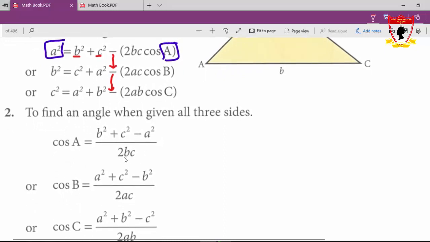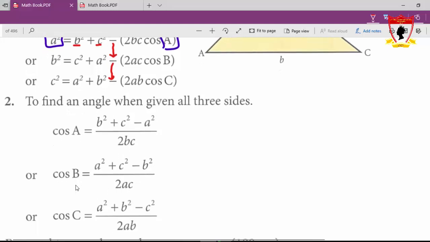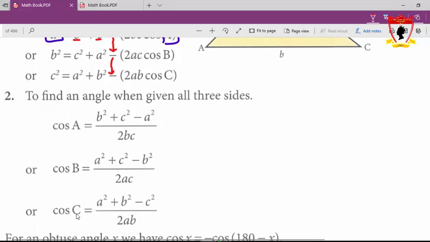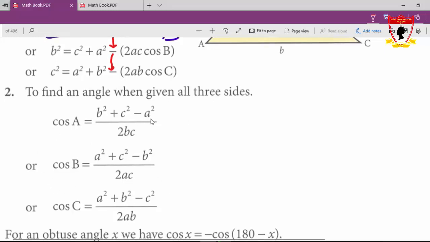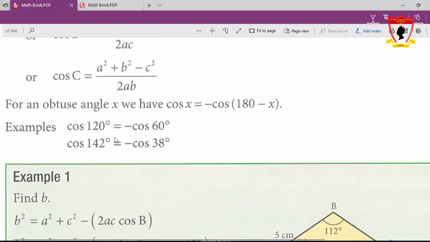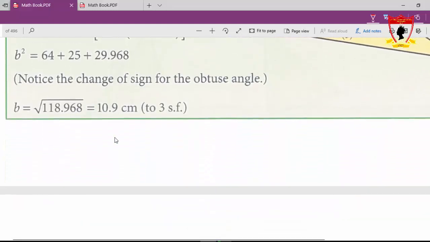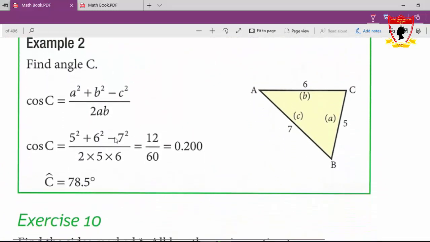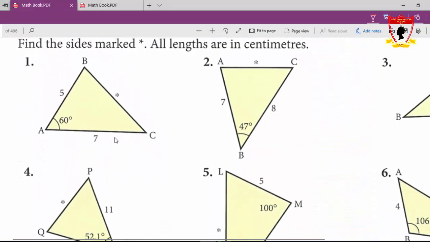For all of them, when it's a, 2bc is in the denominator. When it's b, 2ac is in the denominator. When it's c, 2ab is in the denominator. And since it's c here, a and b are positive, c is negative, as I told you. And the numerators are all squared, all power 2. Whenever you want to find a missing angle, one of these three will help you. Now let's go to question 1 and see why sine rule doesn't work. And let's see how to use cosine rule properly.